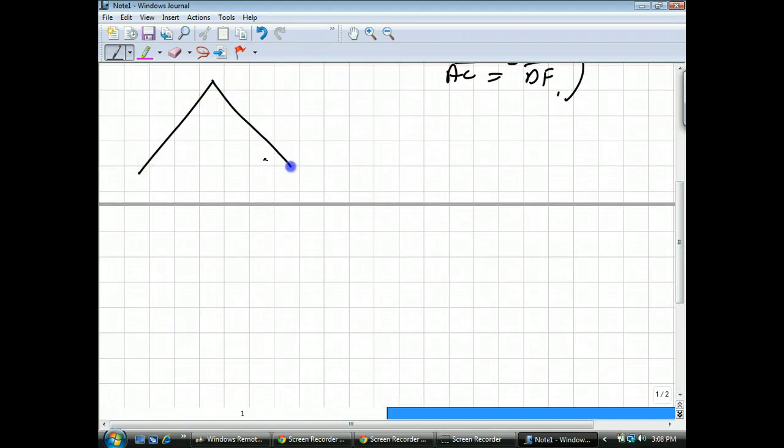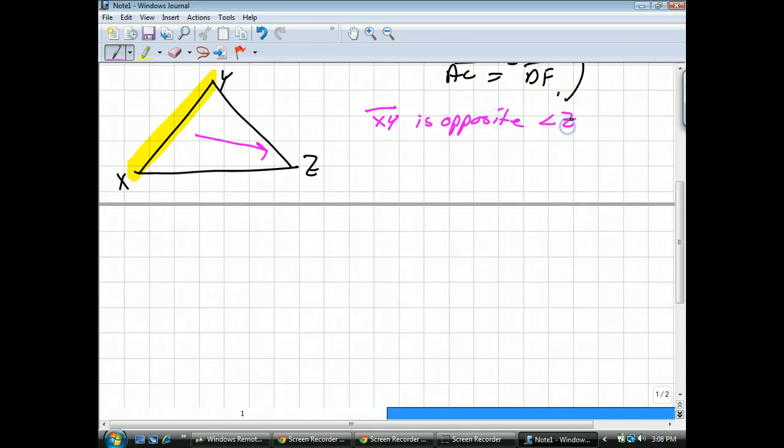So if I have, let's say, triangle XYZ, then if I want to focus on this side, that side is opposite angle Z. Okay? So I can say segment XY is opposite angle Z. So in relation to the triangle, Z is opposite side XY. Okay? By the same token, I know that side YZ is opposite angle X. Okay? So we have that idea.